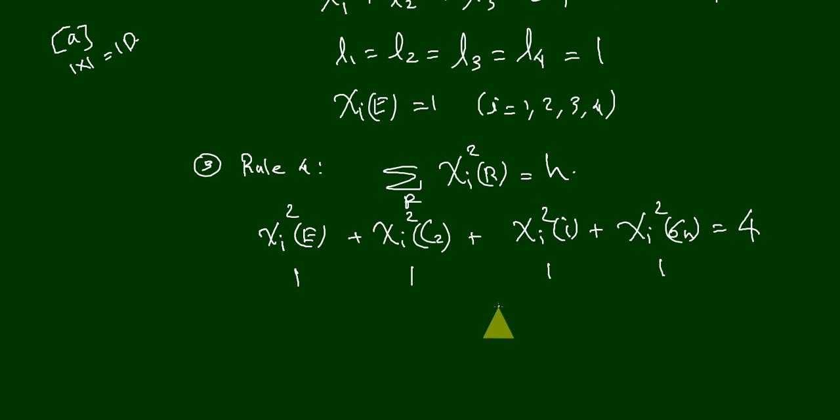So one possibility for the character set is that the character set is 1, 1, 1, 1. One character set is 1, 1, 1, 1, and let us call this gamma 1.